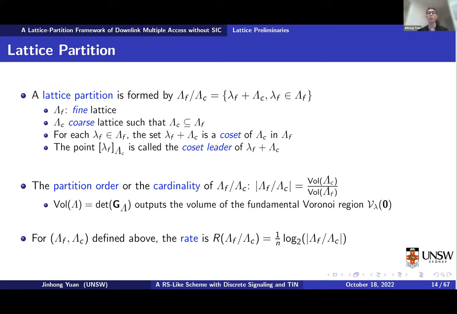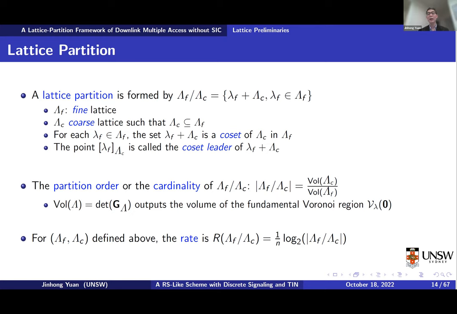With this partition operation, we use lambda f over lambda c, and we call it a partition. The cardinality is determined by the volume of your coarse lattice over the volume of your fine lattice. You can also have the rate of your lattice, meaning how many bits you can transmit per dimension, which is also related to your fine lattice size divided by coarse lattice size, log 2. That's the number of bits for n dimensions, and you normalize by n.